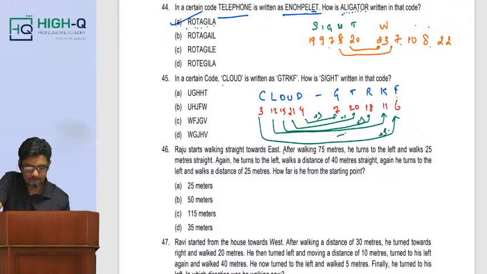W, 7th letter; G, 10th letter; J, 8th letter; H, 22nd letter; T, U, V. So W, G, J, H, V. Option D. Of course, can't help.